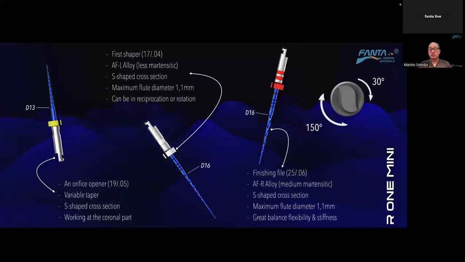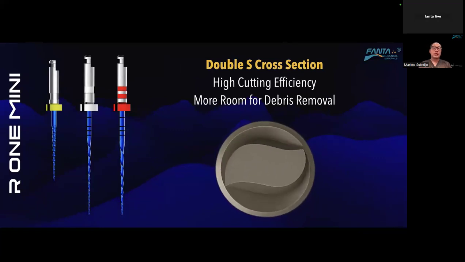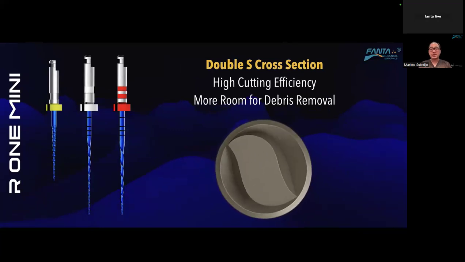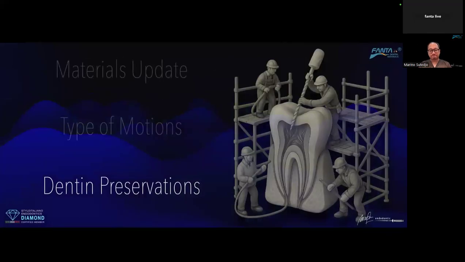And usually I stop at this 25.06 because in some cases I might need to make it larger, but in 90% of my cases I will stop at the 25.06. And this is the cross section, which is a double S cross section. It will create high cutting efficiency, and it will also create more empty space for debris removal.